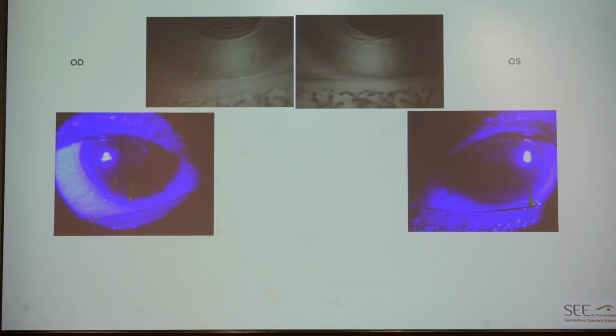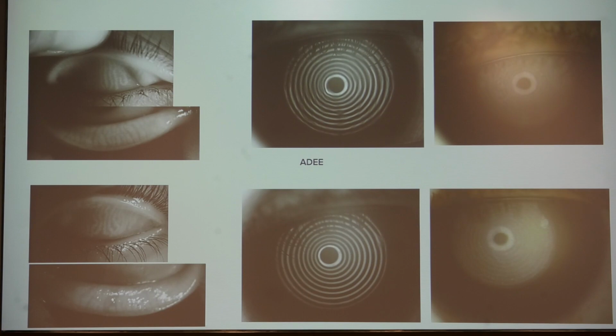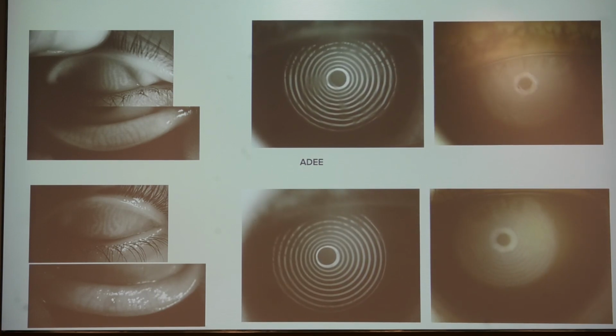So this is the dry workup which was done. You can see the infrared picture showing a very low tear meniscus, and the ocular surface stain positivity. This is the meibography, which was normal. This is tear breakup time. So you can see that both eyes were affected, the right eye more than the left eye.